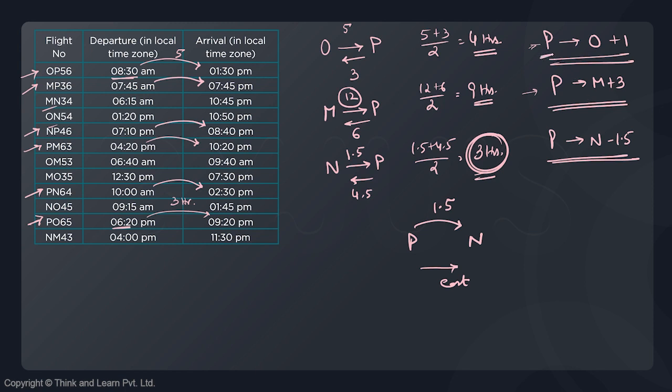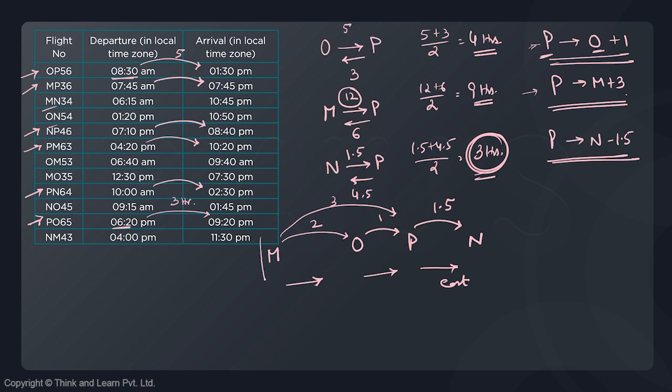Also, P is 1 hour ahead of O. So that means P would be to the east of O. Again east, because it is 1 hour ahead. And P is M plus 3. So that means P is also 3 hours ahead of M. So can I say M would be somewhere here such that it is 3 hours ahead, which automatically means O is 2 hours ahead of M, and therefore it is to the east of M.